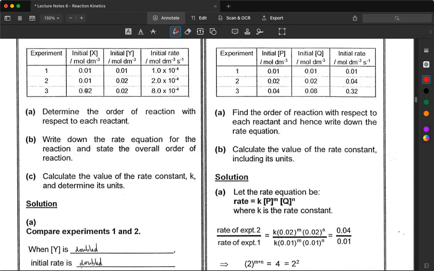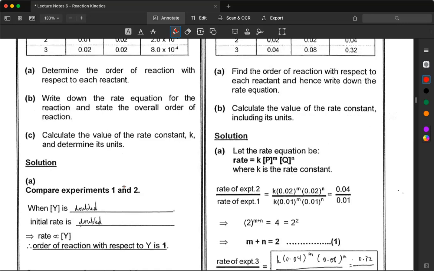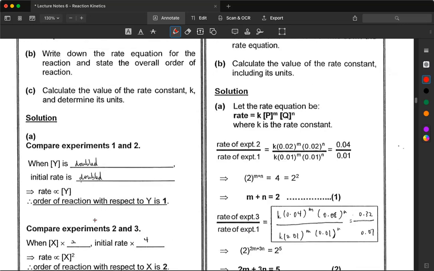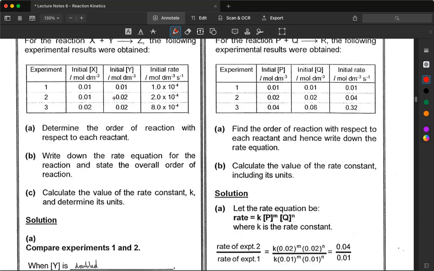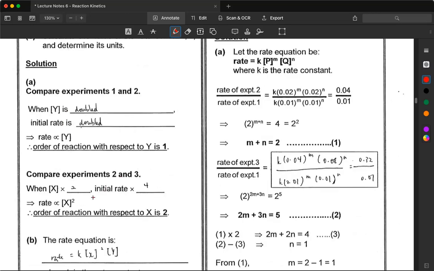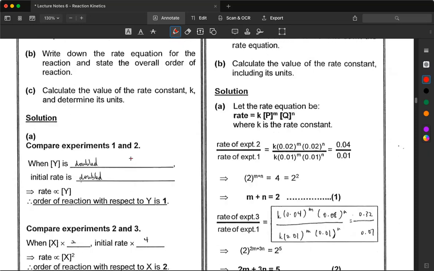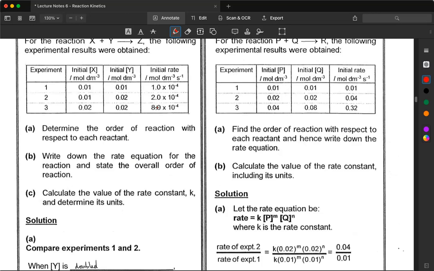So if this times 2 here times 4, it means that the order of reaction with respect to X will be 2. Because this one is constant, but this one times 2, here times 4. So the order of reaction is 4 divided by 2, 2. Can this be done by inspection, a faster way? Okay, I like the inspection method because it's faster to get my answer.